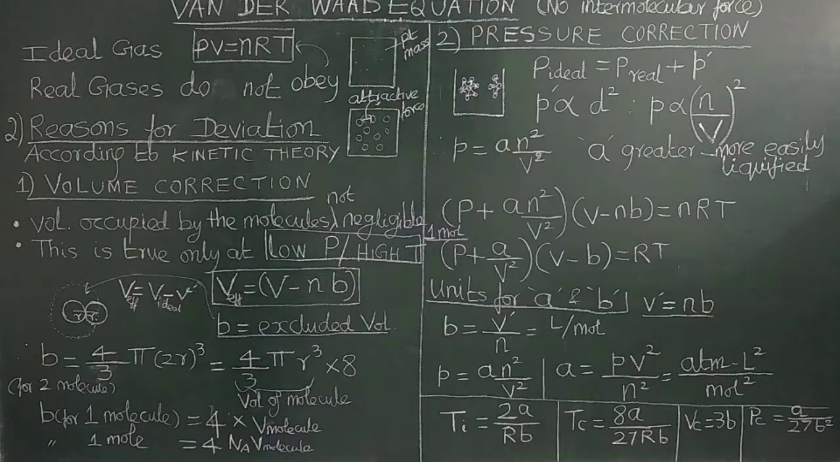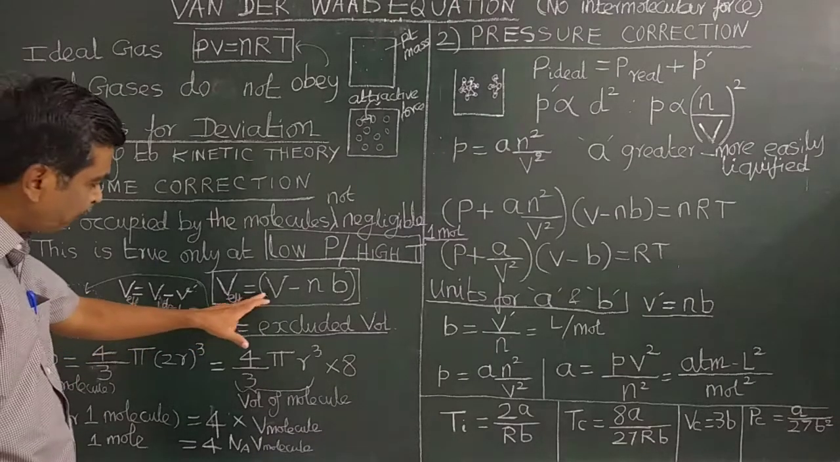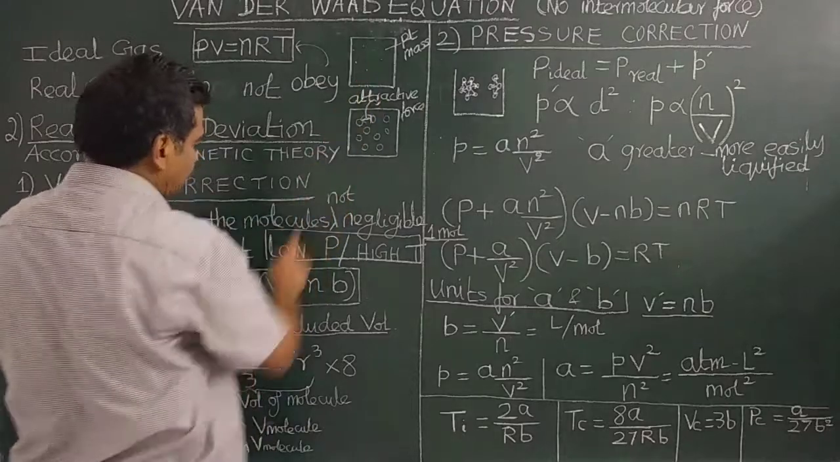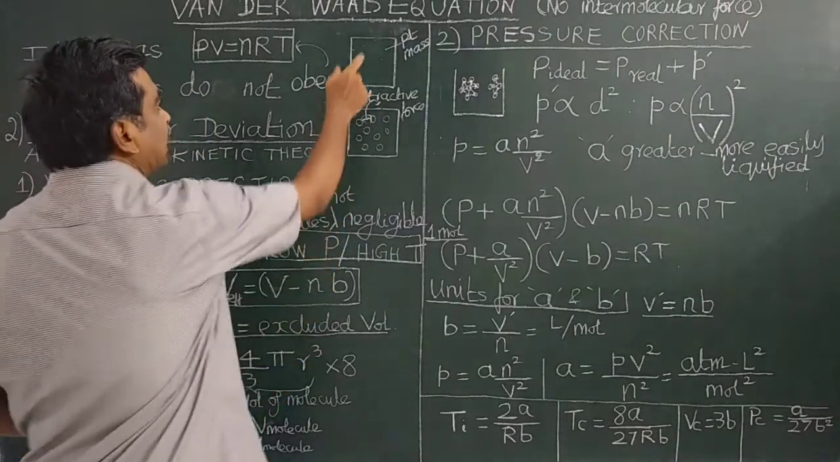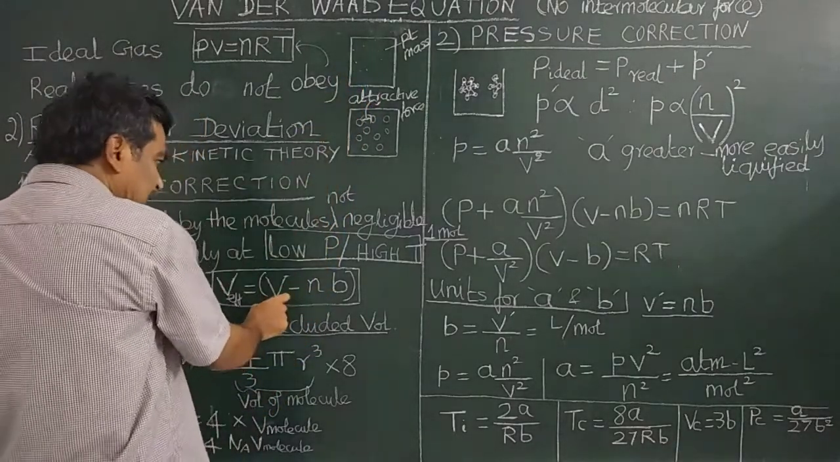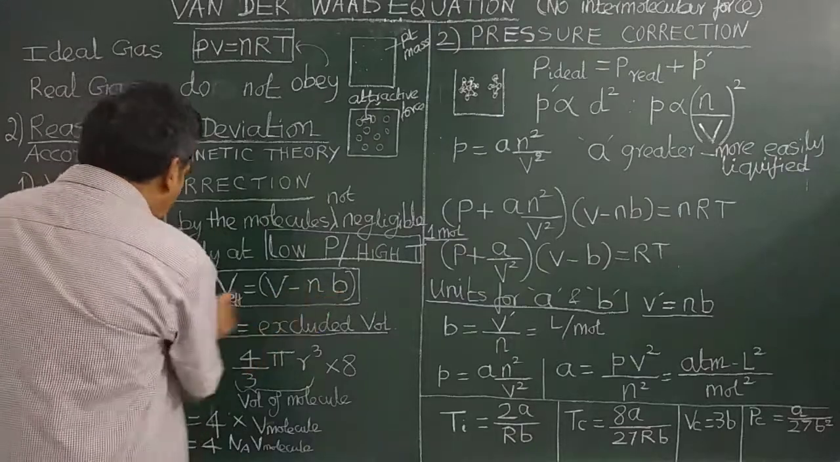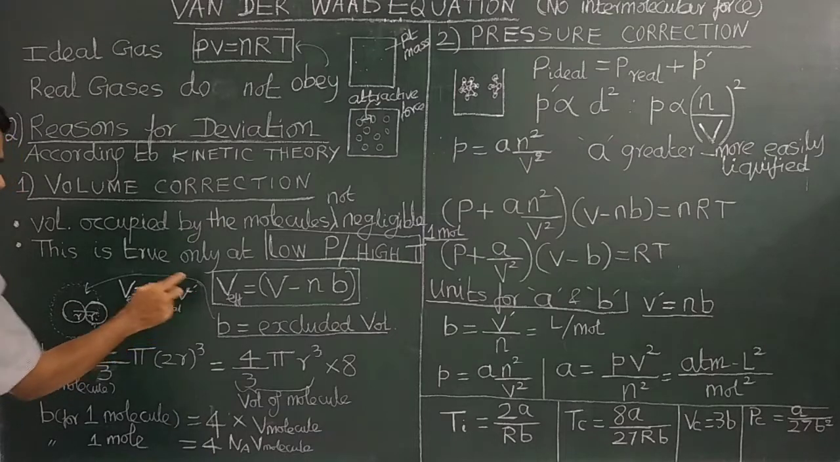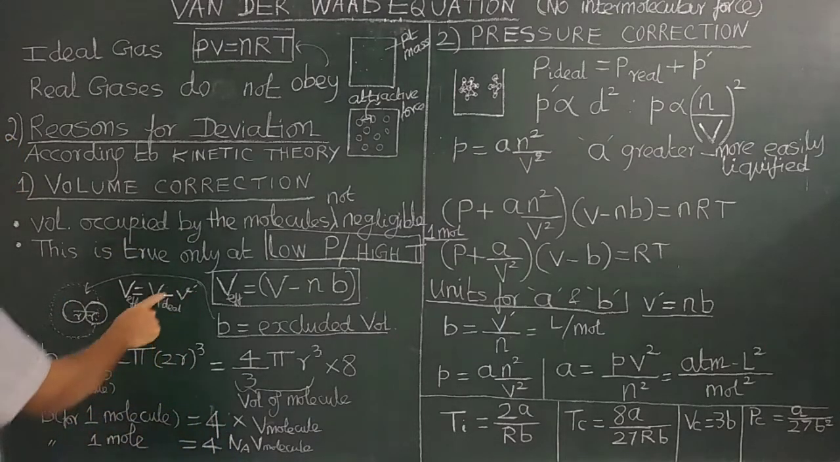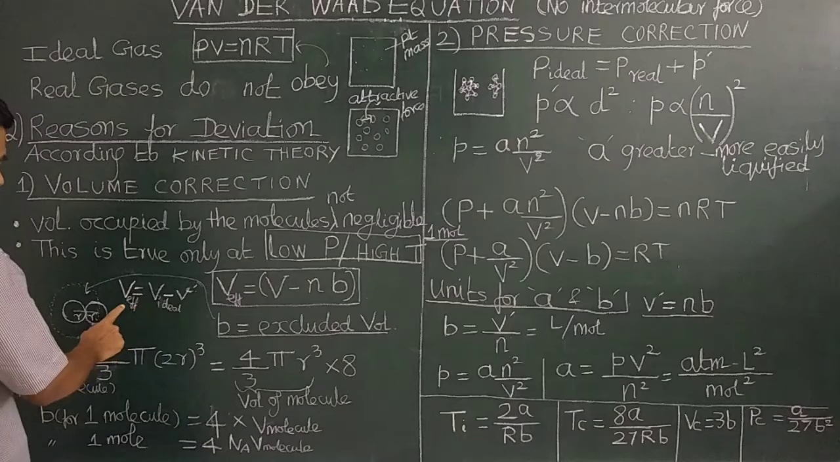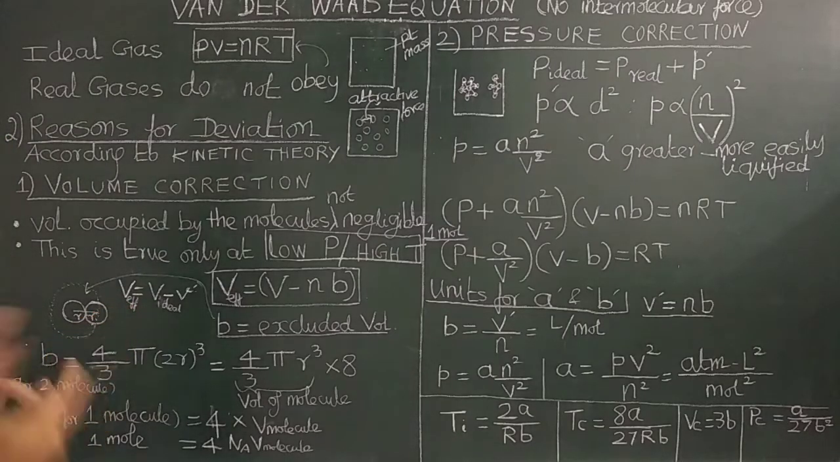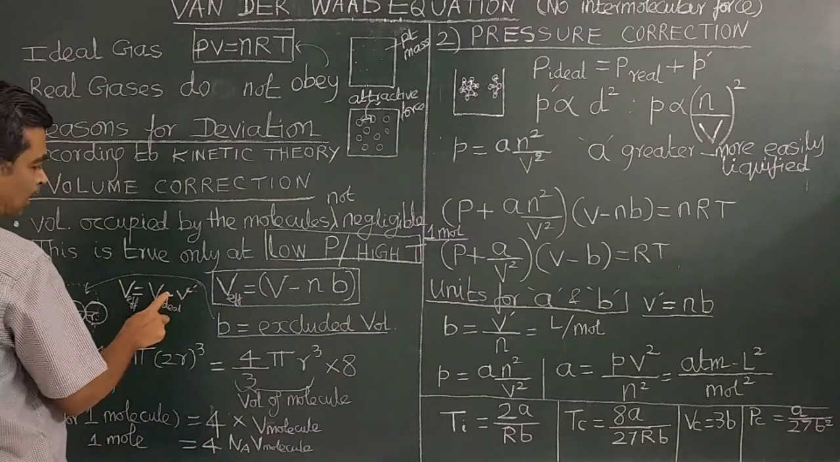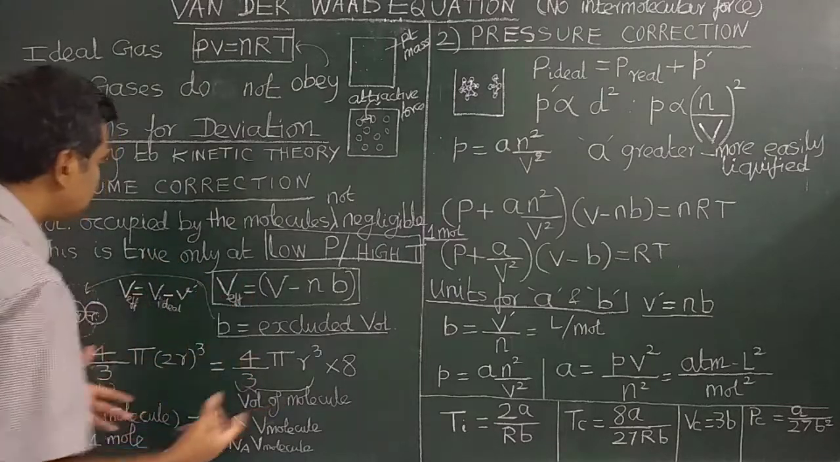You remember that. Therefore, V is the ideal gas volume, or volume of the container, volume of the vessel, minus the volume occupied by the gas molecules. V prime is the volume correction. V effective is the free volume available for the gas molecules to move about, because some of the volume is occupied by the gas molecules themselves.